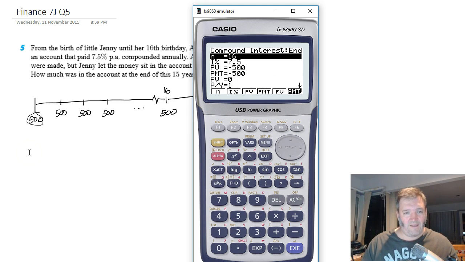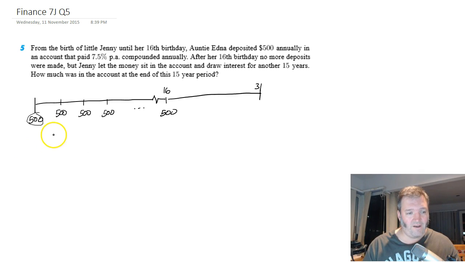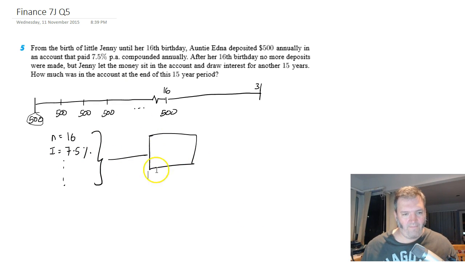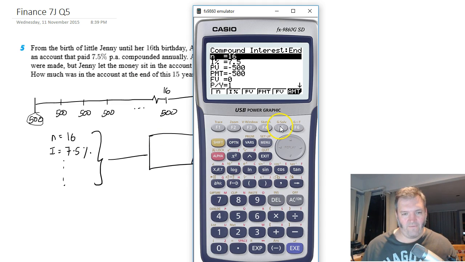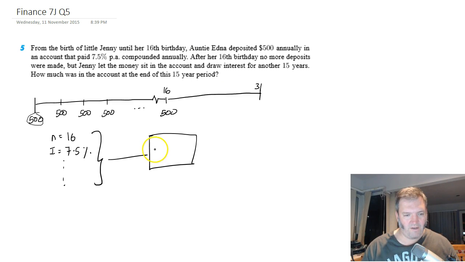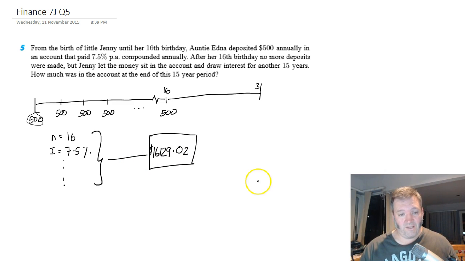So that's the information we need. You would write that down in the exam. So when you use TVM Solver, write down in the exam, N equals, I equals, etc. And then we show that that is going to give me the value at that time under the 16. So we go ahead and do that, and the future value of that is 16,129.01761. 16,129.017, so that's 0.02. So $16,129.02.